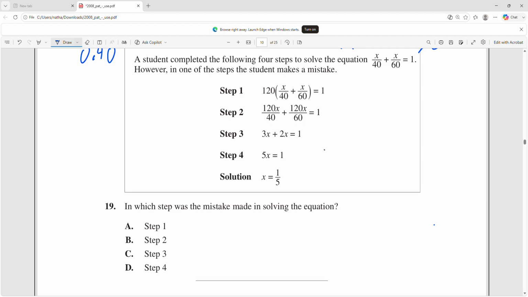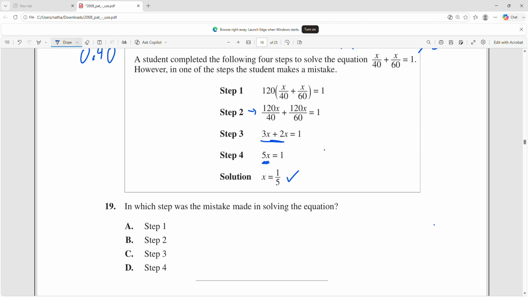Then they multiplied here in the second step. Divide by 40, divide by 60. And 120 divided by 40 is 3x. 120 divided by 60 is 2x, kind of just like we did, so that's fine. Then they add them together, 5x equals 1. Then they divide to get rid of the multiplication of 5 and x. They divide by 5 to the right side, and get x equals 1/5. Seems okay, except they missed a big step.